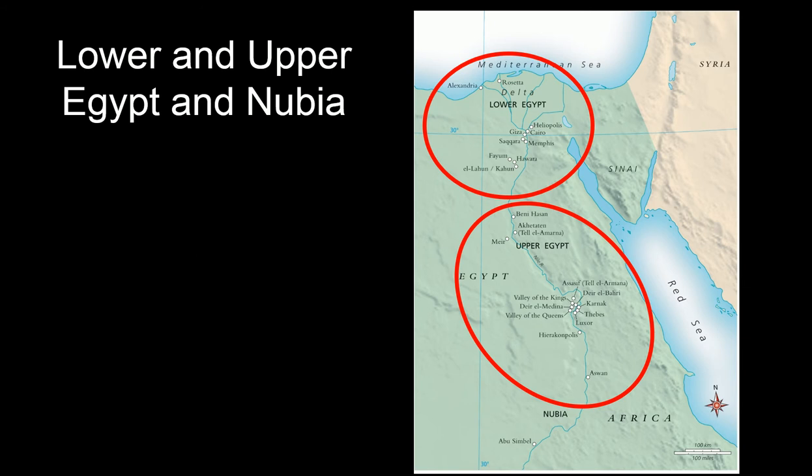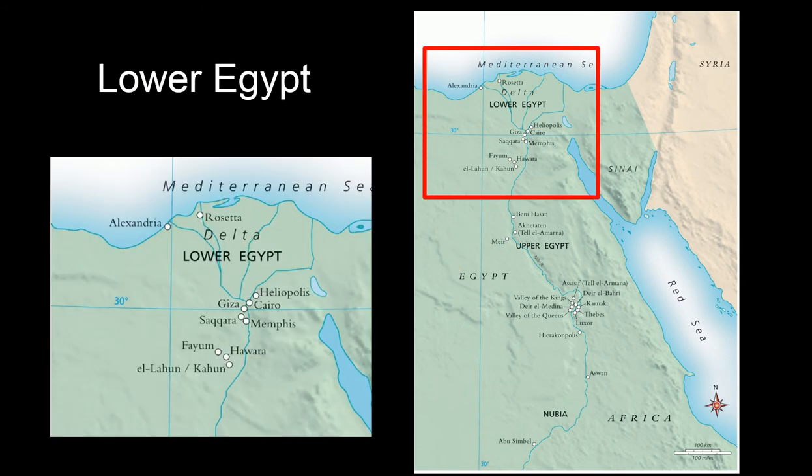Okay, so let's take a look a little bit at these specific areas. So Lower Egypt, the part up by the Mediterranean, okay? Take a look at the cities of ancient Egypt. You have Alexandria, Rosetta, particularly Giza, Cairo, Memphis, and Saqqara, okay? So make sure you kind of note where those cities were located, all right? And associate them with Lower Egypt.